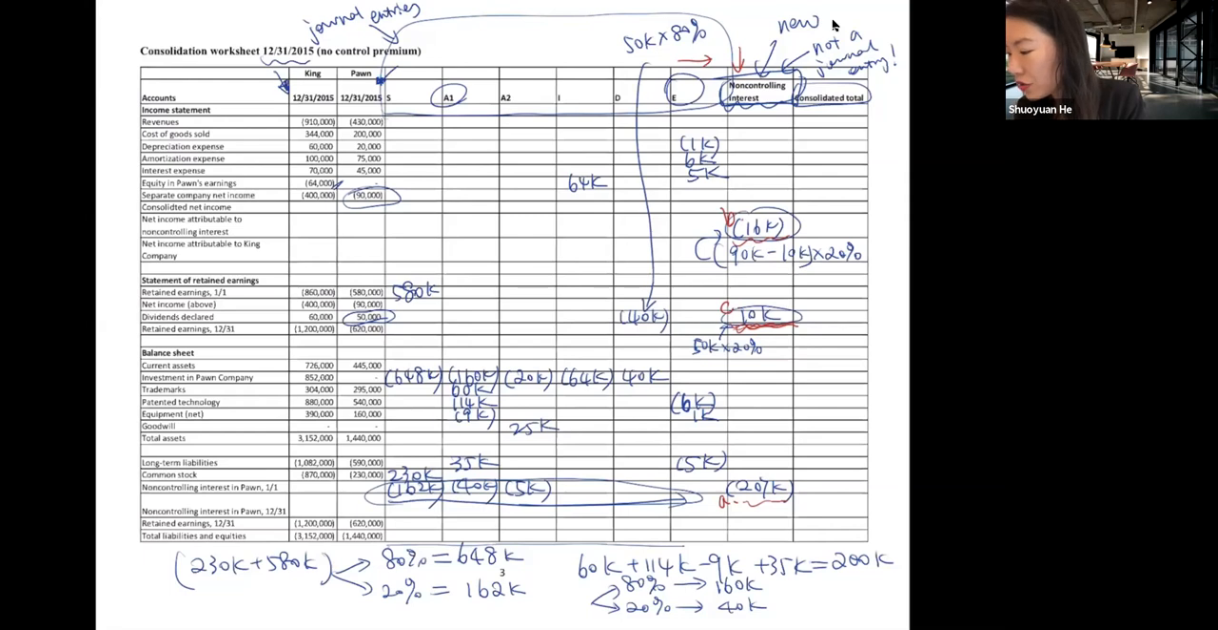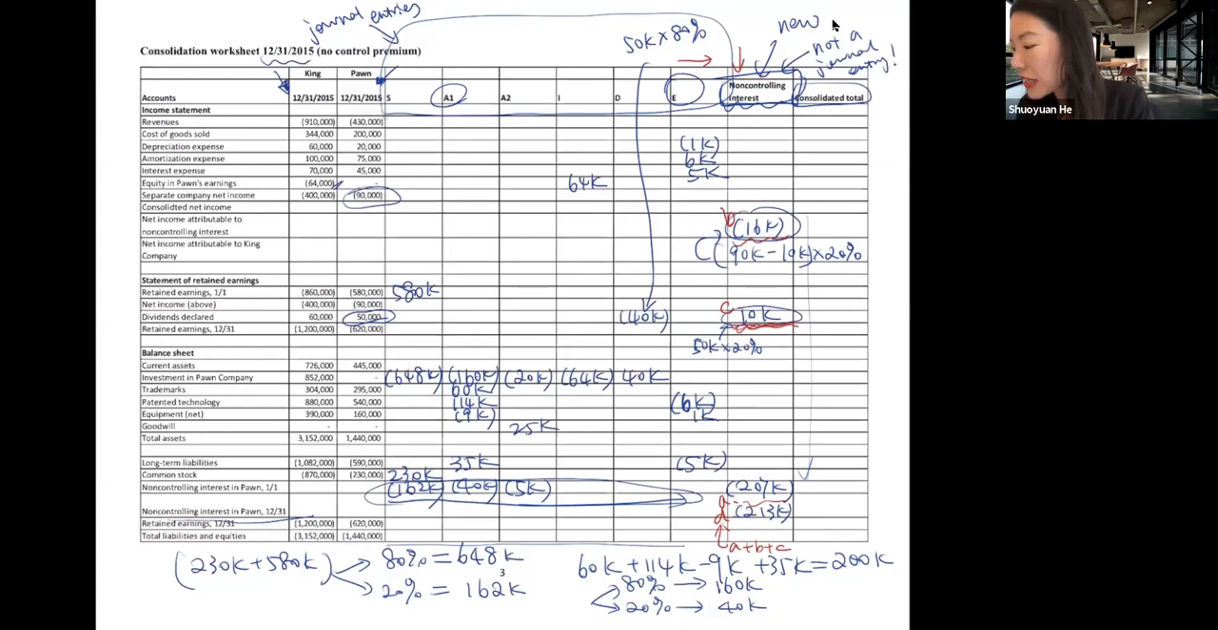And then the last step is to calculate non-controlling interest at the end of the year. For D, we basically just add up A, B, and C. If we add up these three numbers, that will give you the end of the year non-controlling interest, which is 213,000. So this is this new column.